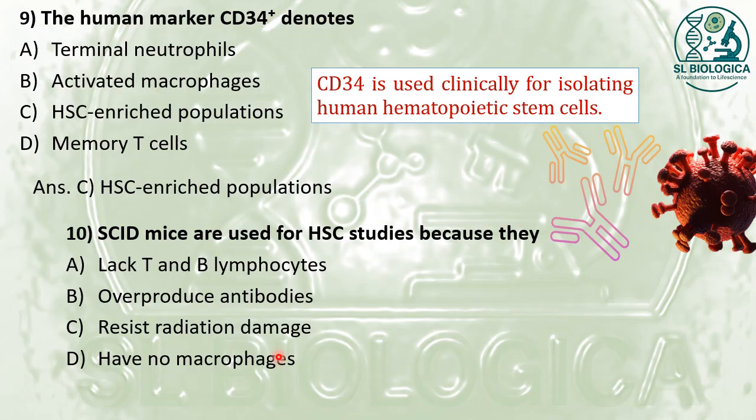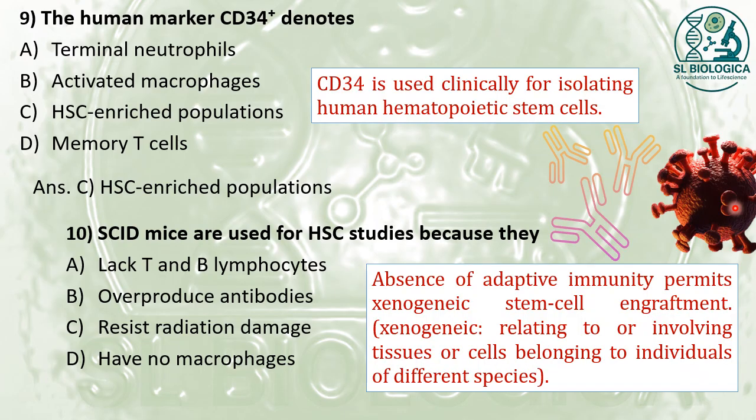So let's look to the 10th question. Skid mice are used for HSC studies because they option A lack T and B lymphocytes, option B overproduce antibodies, option C resist radiation damage, and option D have no macrophages. Skid means severe combined immunodeficiency.